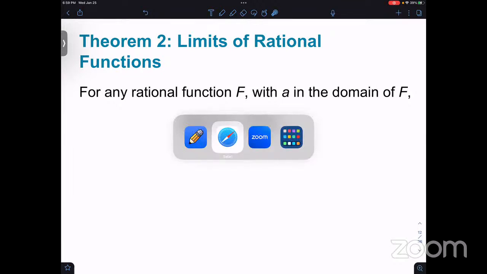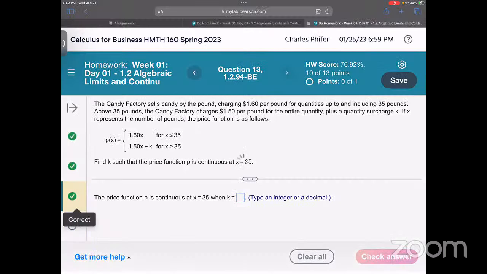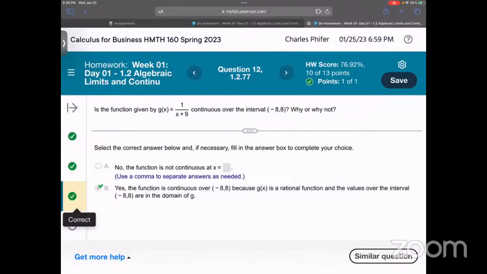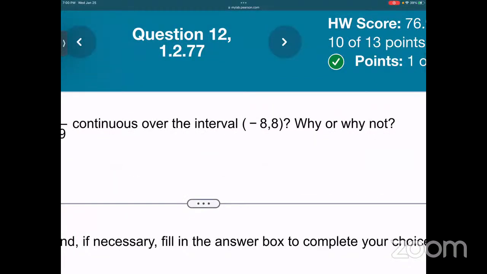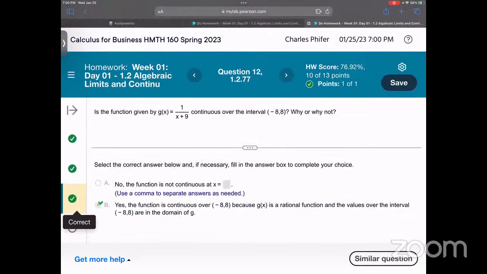So for that previous one, the limit is going to exist everywhere except when x is -9 in this case, because -9 is not in the domain of this function. So the only x value in question here was -9, and notice that -9 is outside of this open interval. So because the -9 was outside of this open interval, then we were good for these points inside.